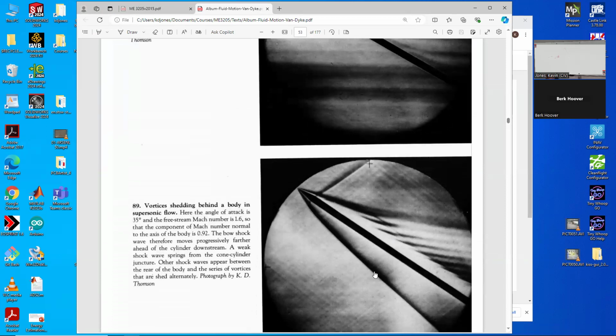But again, the crossflow velocity is kind of what matters. It's what's forming those vortices, and the crossflow velocity is under Mach 1. So you can still get them at supersonic speeds.